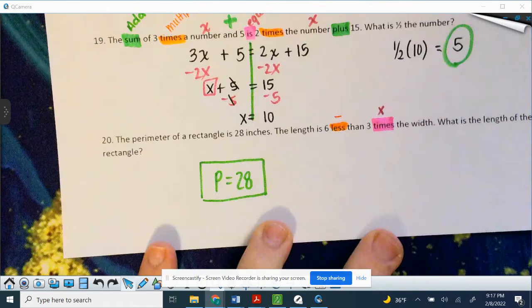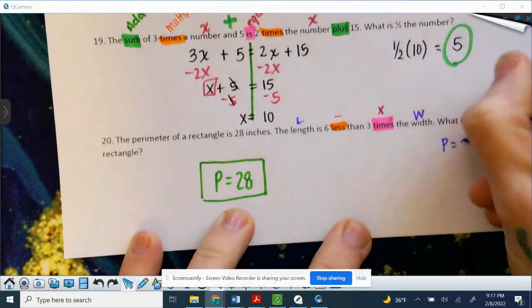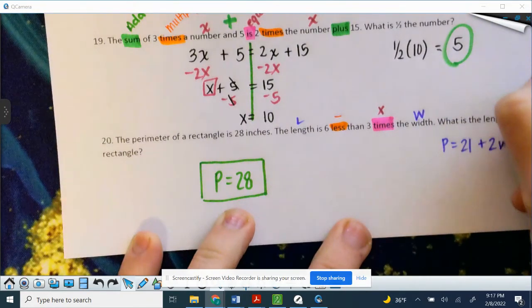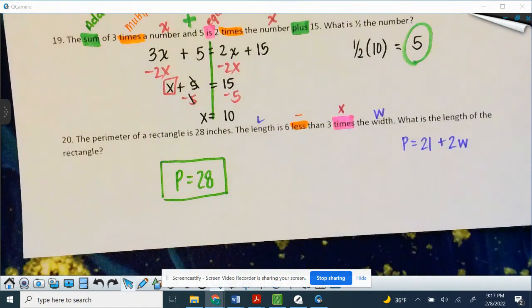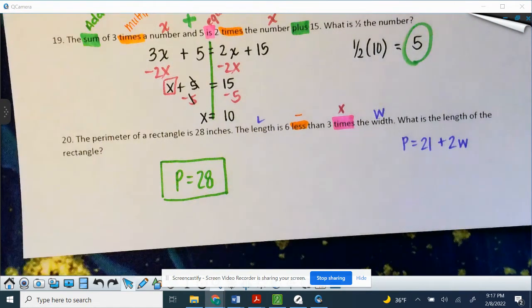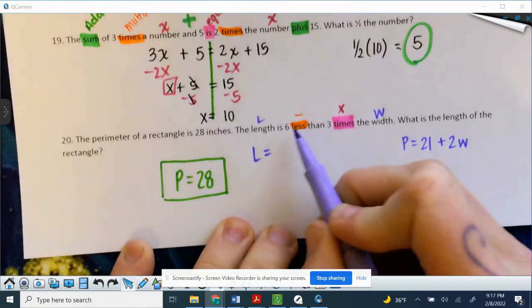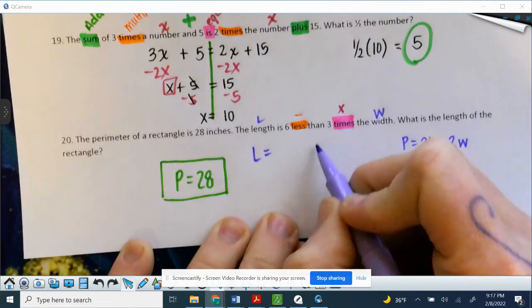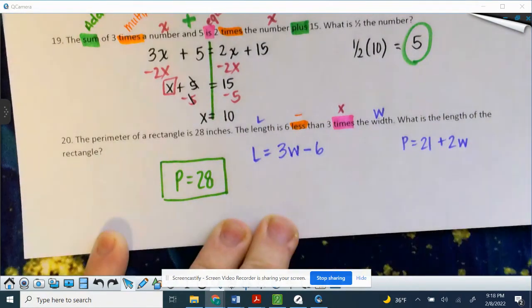And I always, when I see these words, length and width, because we know that perimeter equals 2 times the length plus 2 times the width, back from literal equations from this study guide, we discussed it. But also, hopefully, you just remember perimeter is length plus width plus length plus width, all 4 sides added together. And since it's a rectangle, your 2 lengths are always the same and your 2 widths are always the same. So length is equal to 6 less than, so that means that 6 is going to go in the back, because I'm taking 6 away from 3 times the width. What is the length of the rectangle?